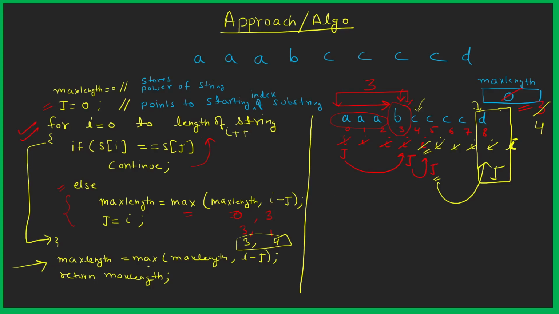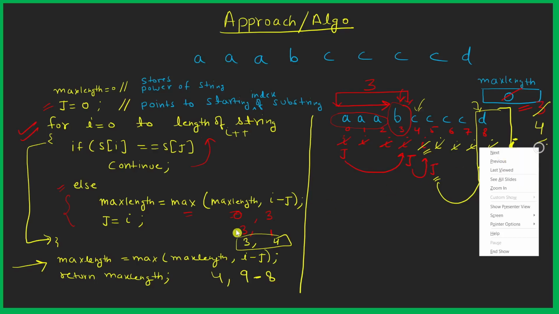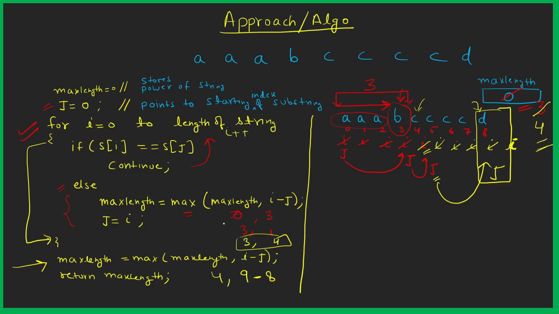Here we have to again check this maximum length. So we are checking this j and this i, that means i is 9 and j is 8. So 9 minus 8 will be 1, and the previous maximum length was 4. So 4 comma 1 will be 4. So this 4 will remain as such. I have got my required answer as 4, and I will be returning this maximum length.